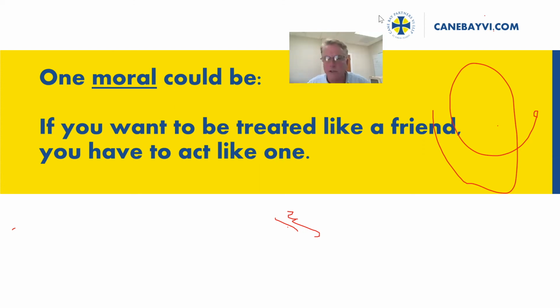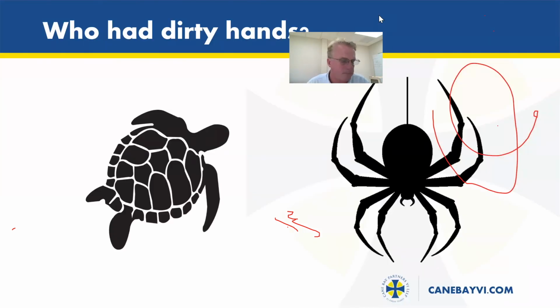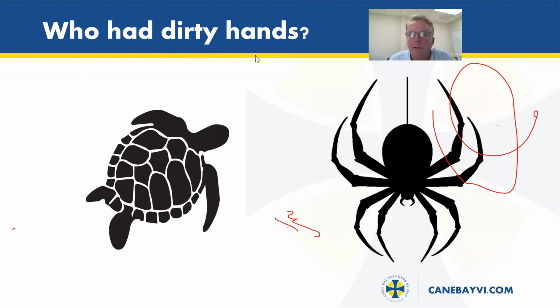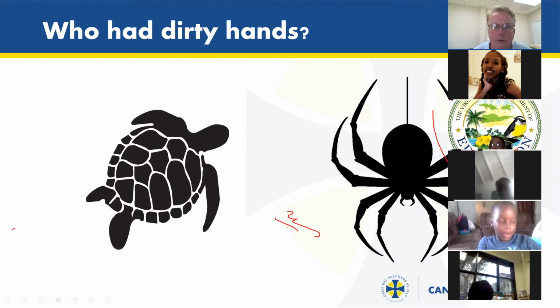All right. So here are some questions for us as we finish up. Who had the dirty hands? The turtle. The turtle did. And that's because he walks on them, right? He has 4 hands or feet, and that's how he gets around. I guess he swims too.